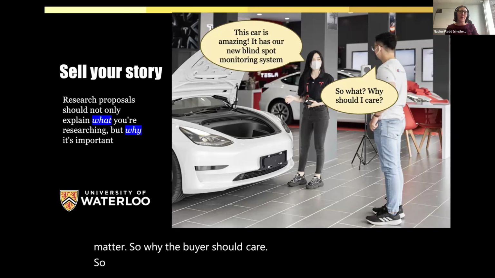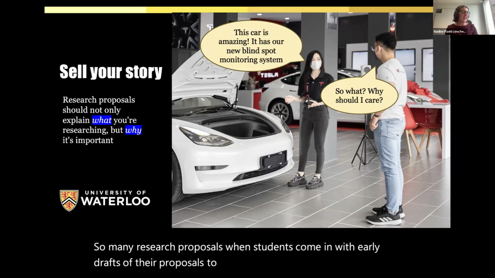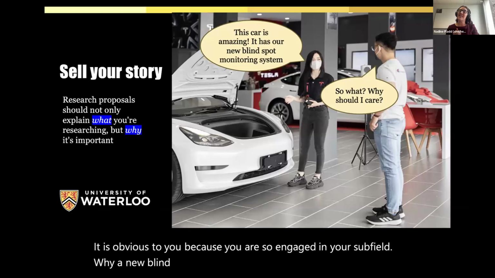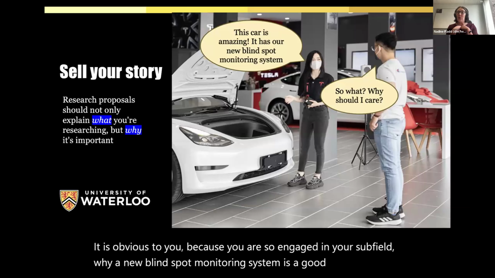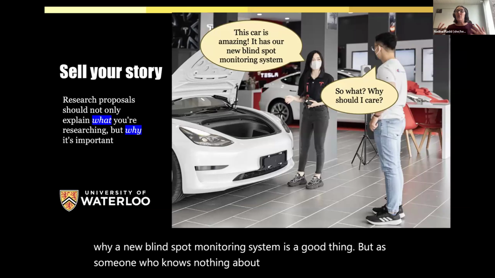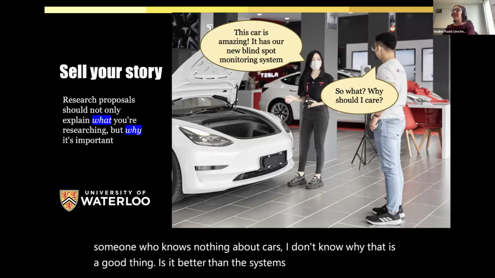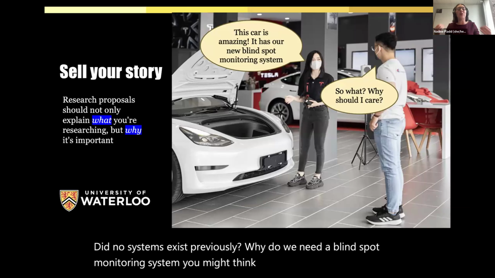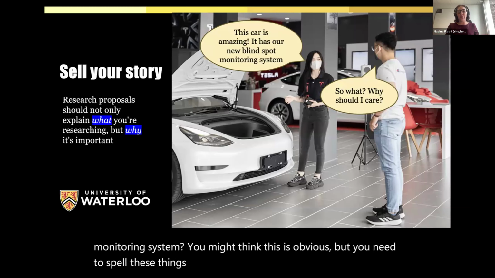Many research proposals, when students come in with early drafts of their proposals to the WCC, will do this as well. It is obvious to you because you are so engaged in your subfield why a new blind spot monitoring system is a good thing. But as someone who knows nothing about cars, I don't know why that is a good thing. Is it better than the systems that existed previously? Did no systems exist previously? Why do we need a blind spot monitoring system? You might think this is obvious, but you need to spell these things out explicitly for your readers.